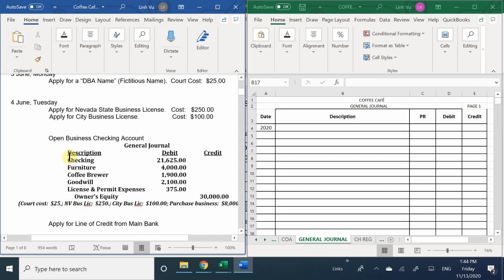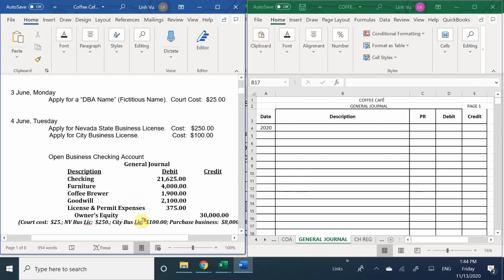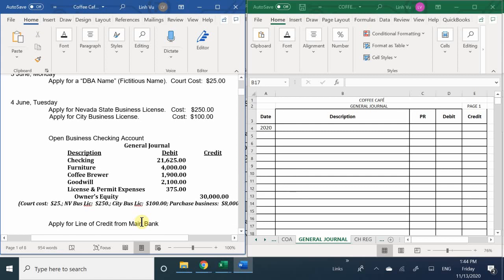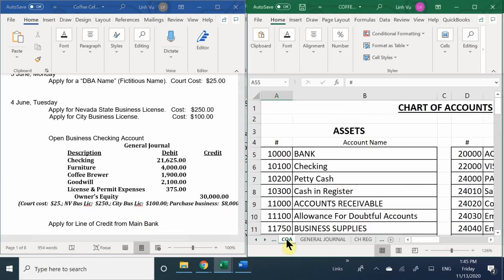This is typically what my journal should look like. However, I don't have my account numbers. So where do I find my account numbers? In your chart of accounts. So let's go ahead and look at our chart of accounts. Our first account that we need to recognize is going to be our checking account.